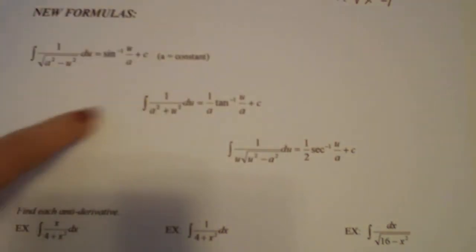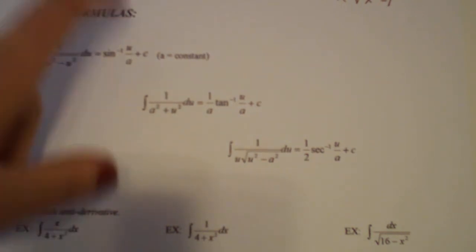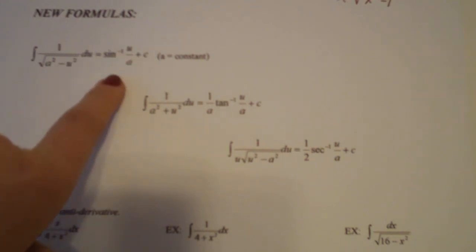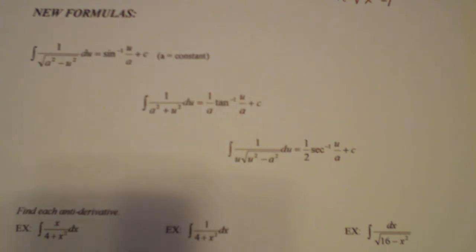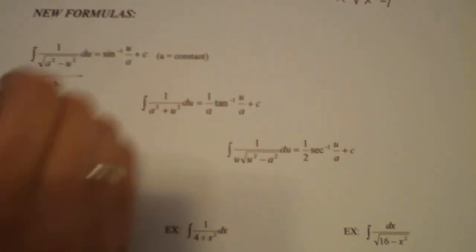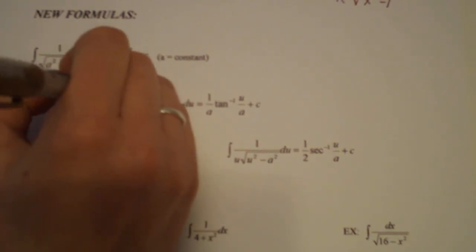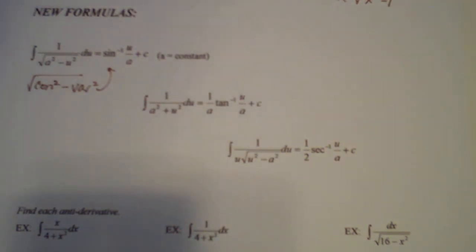Okay, so what I'm looking at here, if I notice I have an integral that kind of fits this format, 1 over radical a squared minus u squared du, then I know my answer is inverse sine u over a plus c. In this case, when you have the square root of a constant squared minus a variable squared, you want to be thinking inverse sine.